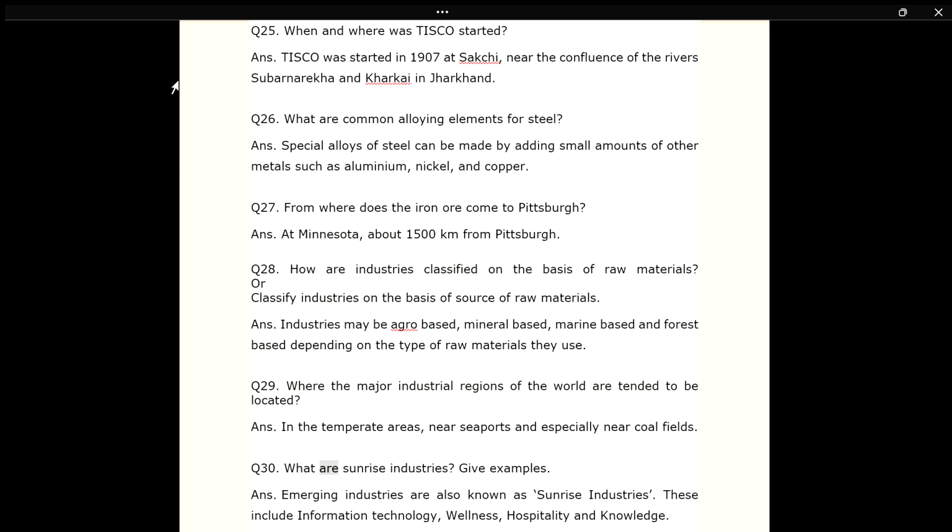Q30. What are Sunrise industries? Give examples. Ans. Emerging industries are also known as Sunrise industries. These include information technology, wellness, hospitality and knowledge.